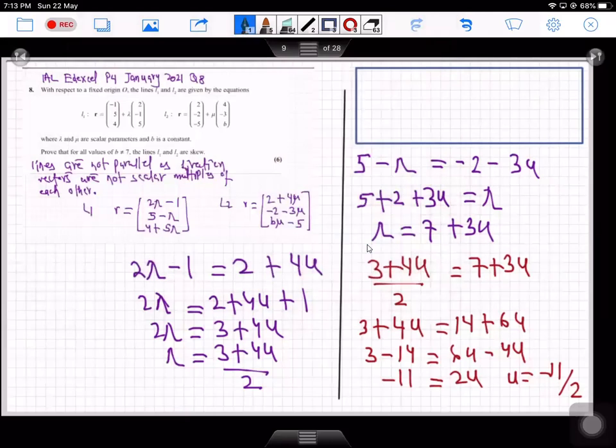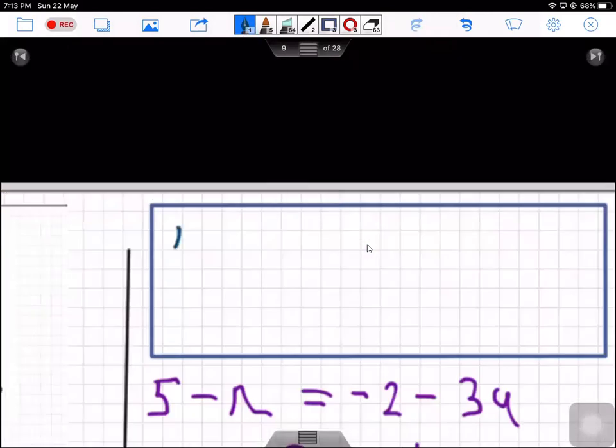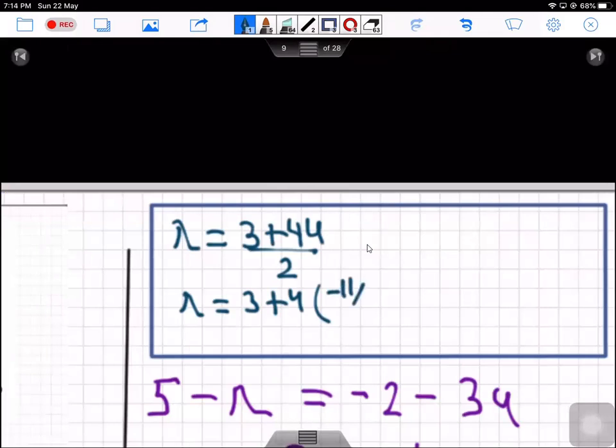The value of lambda. So lambda is equal to 3 plus 4 mu completely over 2. So lambda is equal to 3 plus 4 times minus 11 over 2, completely divided by 2. So the value of lambda is minus 9.5, which is minus 19 over 2.